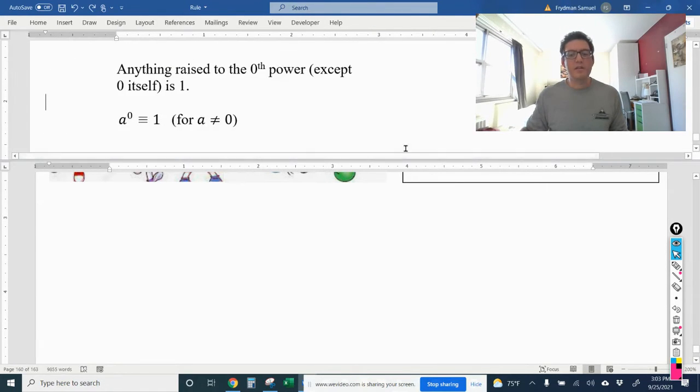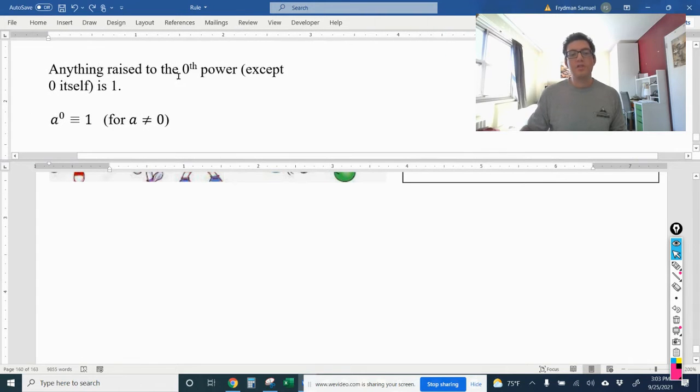Anything raised to the 0th power, except 0 itself, is 1. It's not 0, it's 1. So A here just stands for any number except 0. So you see over here I wrote for A not equal to 0. That means we can choose any number we want for A except 0. So A could be 3, A could be -6, A could be 27.7. All right, A is anything except 0.